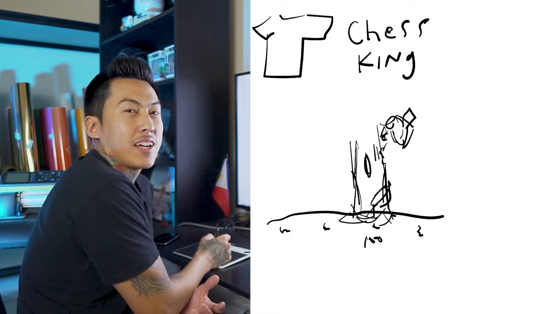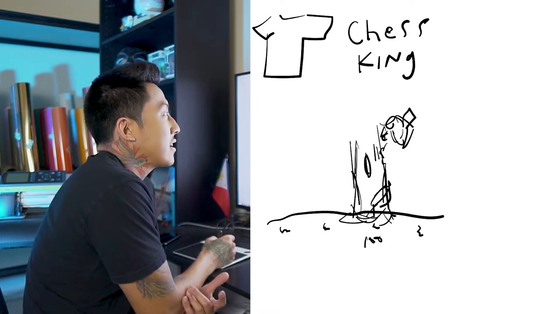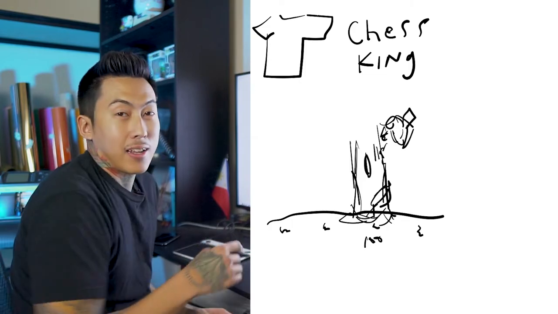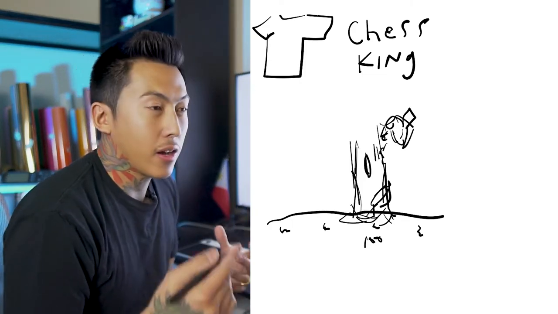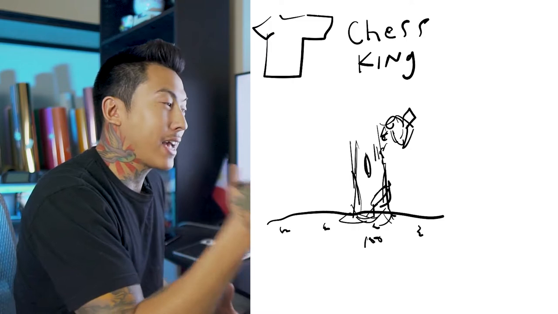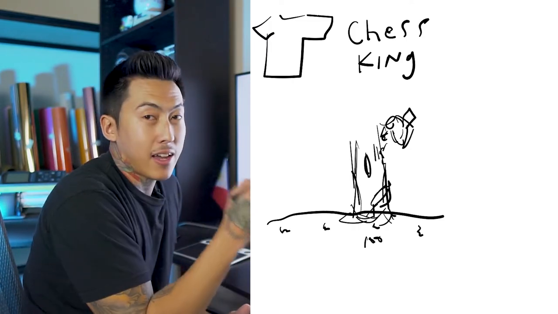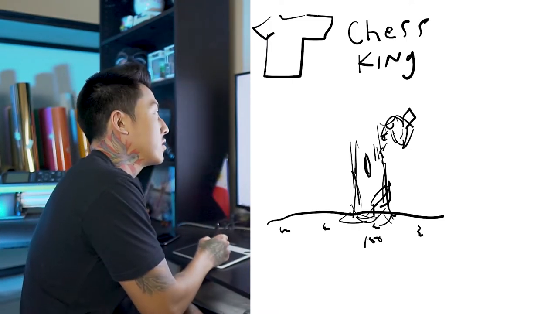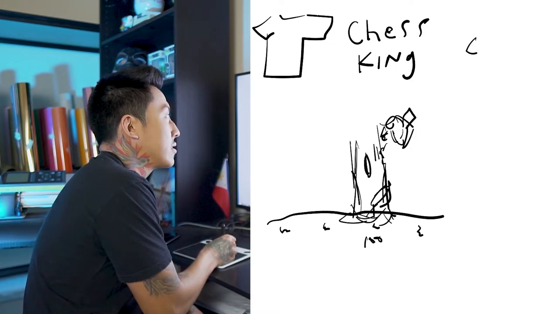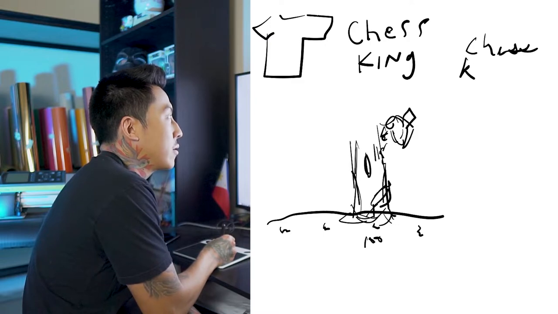So how do we branch that out? Instead of just Chess King, what we're going to do is create like 5 to 15 different variations of that same exact design. Since we know that design is selling, we're gonna turn it into more designs. We're gonna make one that says Chess King in a script font up top, and then really bold at the bottom.